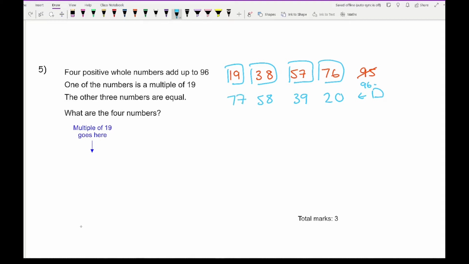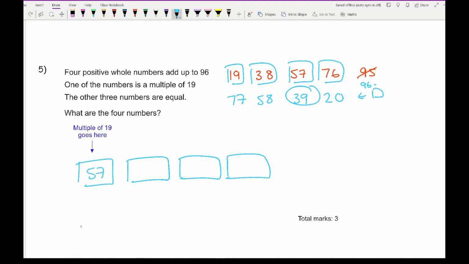Now of these numbers, I'm looking for which is a multiple of 3, and it's going to be 39. So that means the multiple of 19, if I just draw 3 boxes like so, is going to be 57, and if I divide 39 by 3, I'm going to get 13, 13 and 13.